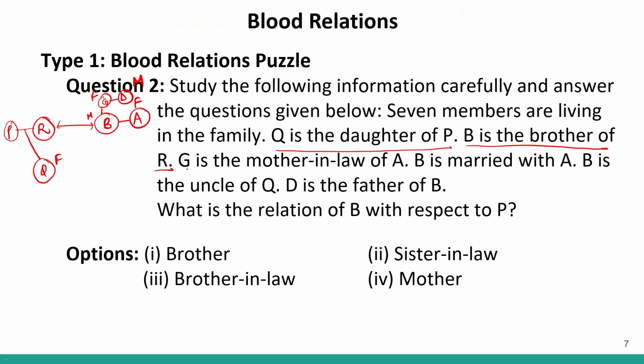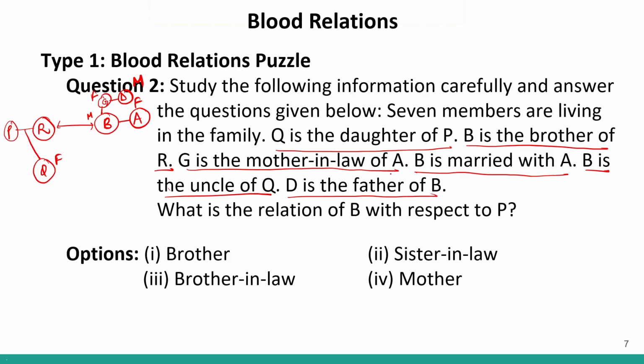Okay. G is mother-in-law of A. That means G will be B's mother. A is female and G is also female. B is married to A. We have satisfied this condition also. B is the uncle of Q. Yes, B is definitely the uncle of Q because B is the brother of Q's parent. And D is the father of B. We have satisfied this also. D will be the spouse of G and it will be male.